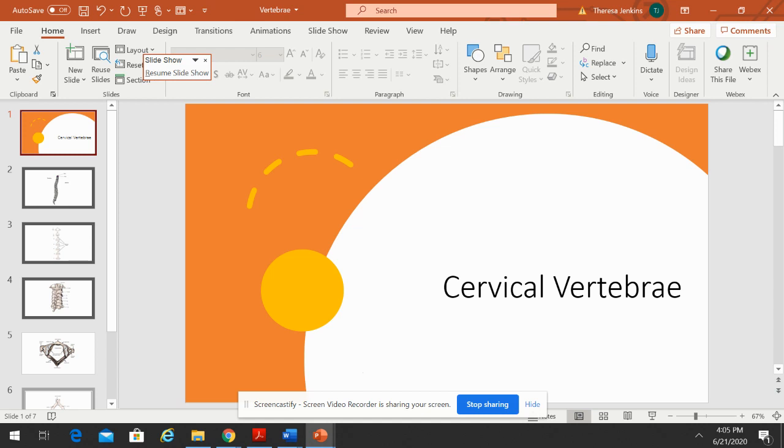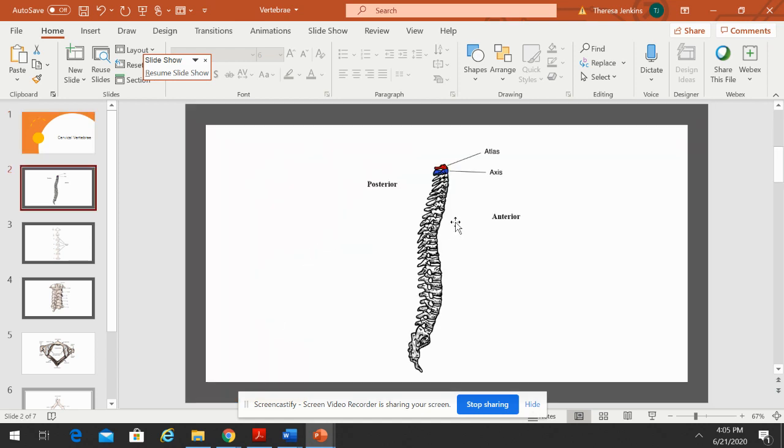Here are the cervical vertebrae. In this picture, we have the orientation of the vertebrae. The atlas is C1 and the axis is C2. Notice that the spinous processes are the posterior aspect of the vertebrae, and the anterior aspect of the vertebrae are going to face our internal organs.